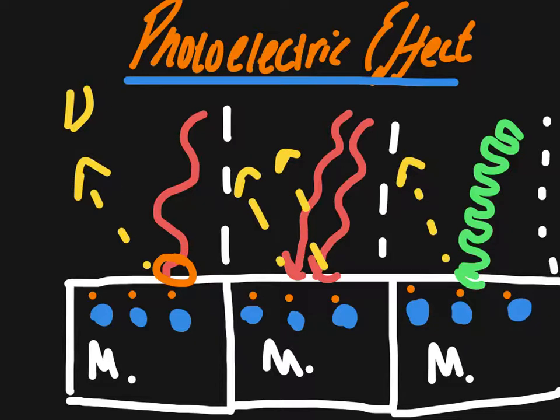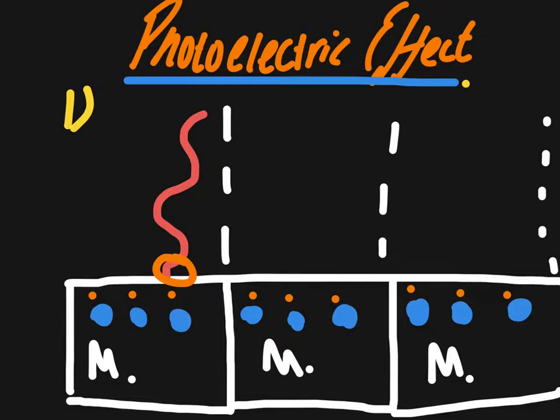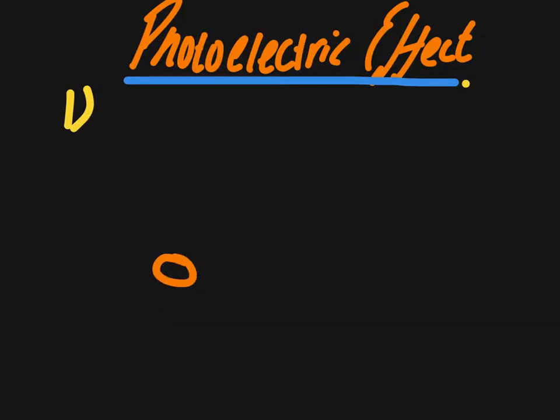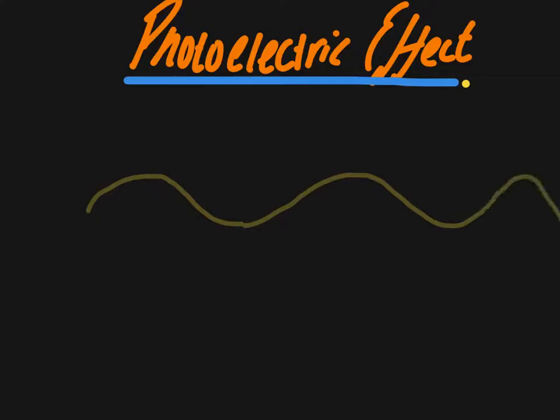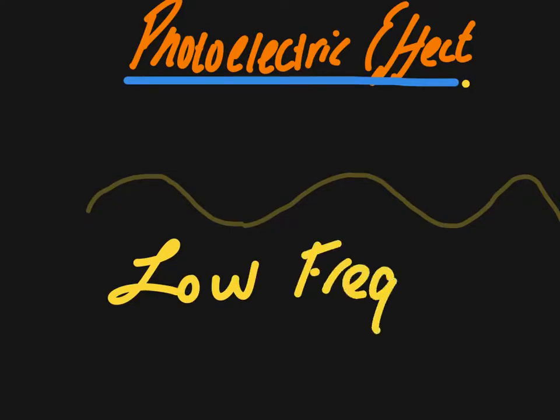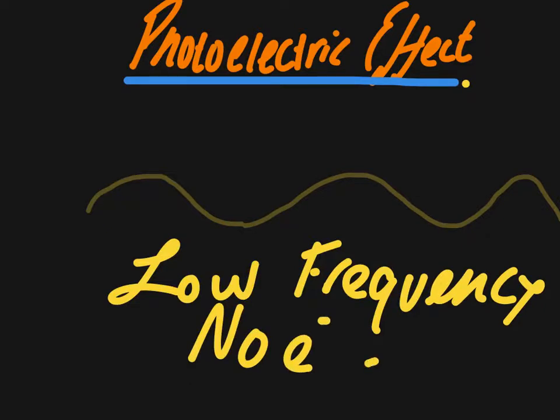In addition to this, if we have something of really low frequency light, it would kind of look like, let me kind of draw it out here. It would look like this. It'd be traveling really slowly, very slowly. If we have something that is very low frequency, no electrons will be ejected. No electrons ejected.